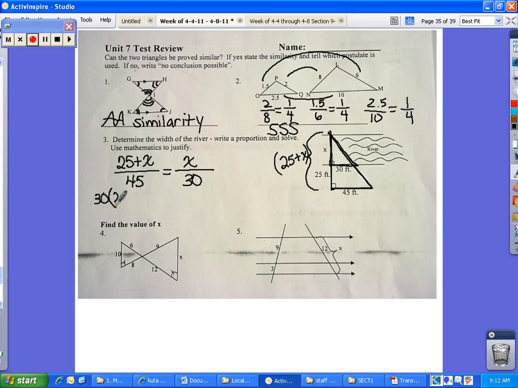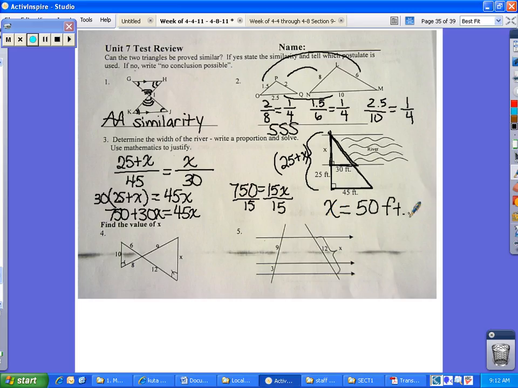Then you can cross multiply. 30 times (25 plus x) equals 45x. Distribute the 30, you get 750 plus 30x equals 45x. Subtract 30x from both sides, then you're left with 750 equals 15x. Divide both sides by 15, and x equals 50 feet. Okay, so again, if you don't have the side that's split proportionally, and it's a base, then you have to compare the entire side.